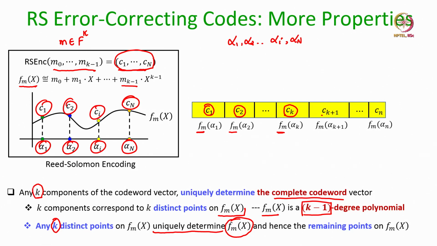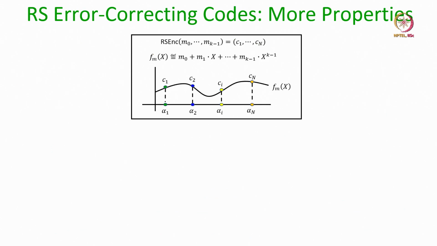So, we will be extensively using this property. That means, it is not necessary to know this full vector of size n to determine the message encoding polynomial or the message which was the input for the Reed-Solomon encoding algorithm. Knowledge of any k components is sufficient. Now, let us see some more properties.